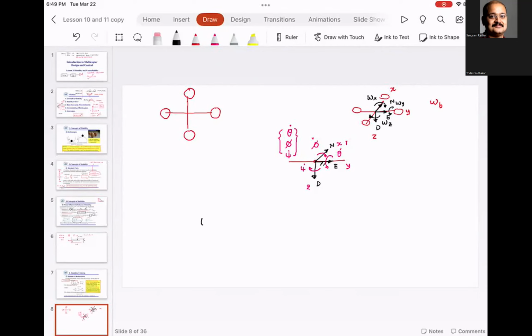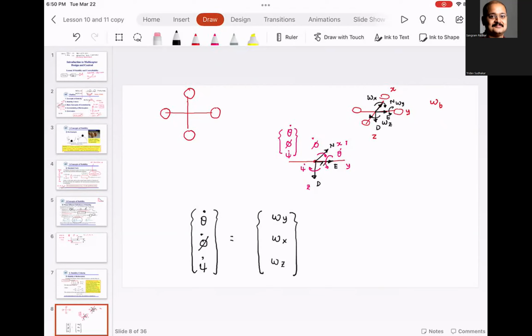I can say my theta dot, my phi dot, my psi dot is equal to theta dot about omega y, omega x, and omega z. Are you with me so far? Because the coordinate frames are aligned.